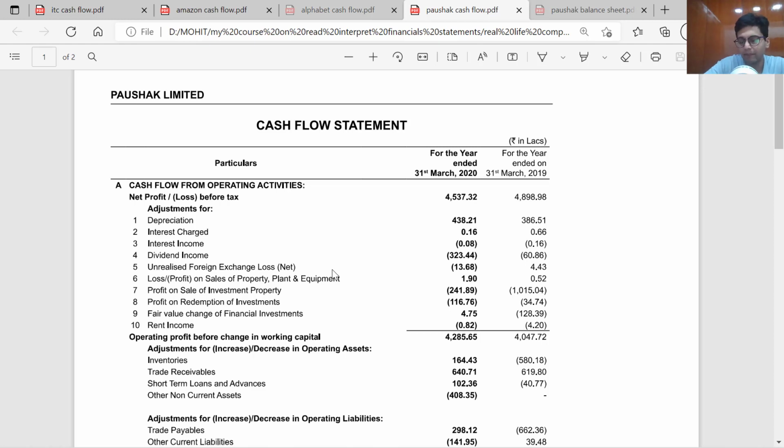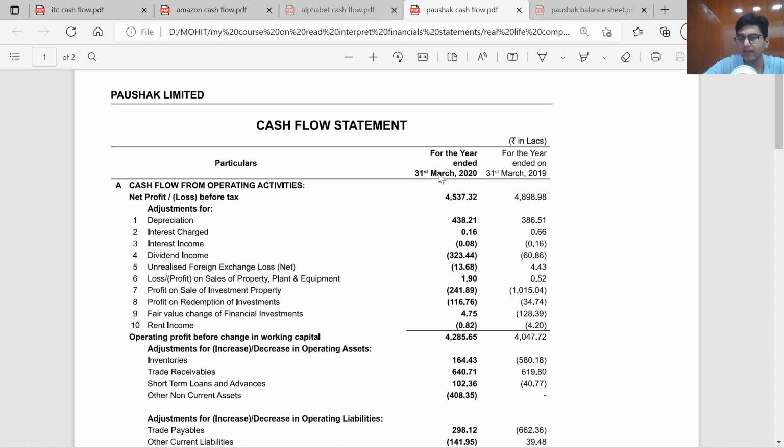So let's take the practical example of a cash flow statement. Poshak Limited is a company manufacturing a specialty chemical in India. In fact, it is a monopoly player in that specific chemical. What we will do is look at the cash flow statement of a real world company to understand the cash flow from operating activities.